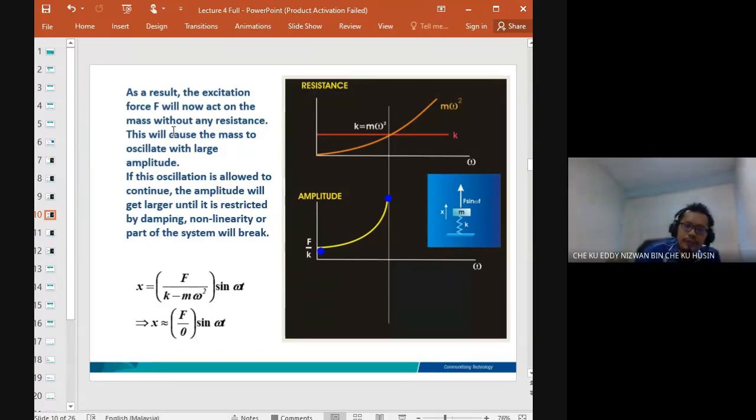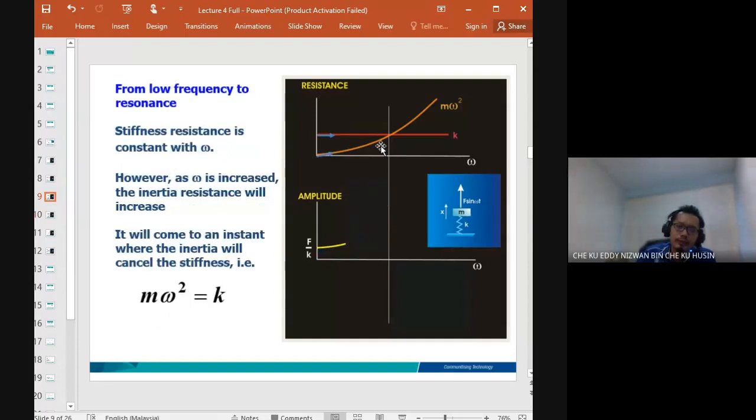This condition we call resonance. The speed at this point is equivalent to the natural frequency, or the resonant frequency. It comes from this relationship. That's why we find that the natural frequency omega n is equal to the square root of k over m.